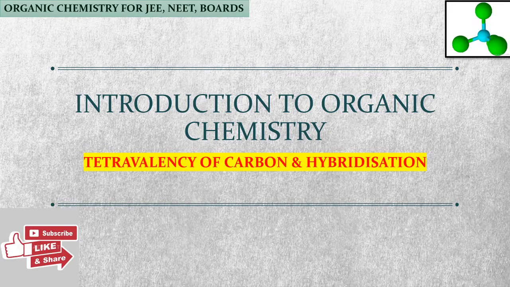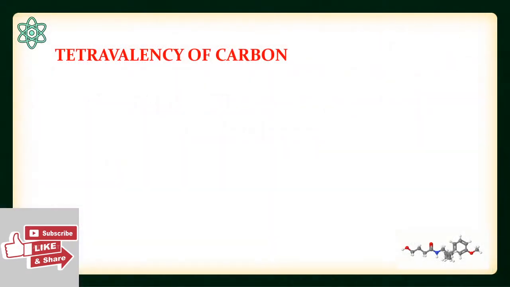In this video, we are going to discuss the tetravalency of carbon and hybridization. So let us understand the tetravalency of carbon. Tetravalency of carbon means that carbon has a valency of 4 and it can make a maximum of 4 bonds. So let us understand about that.